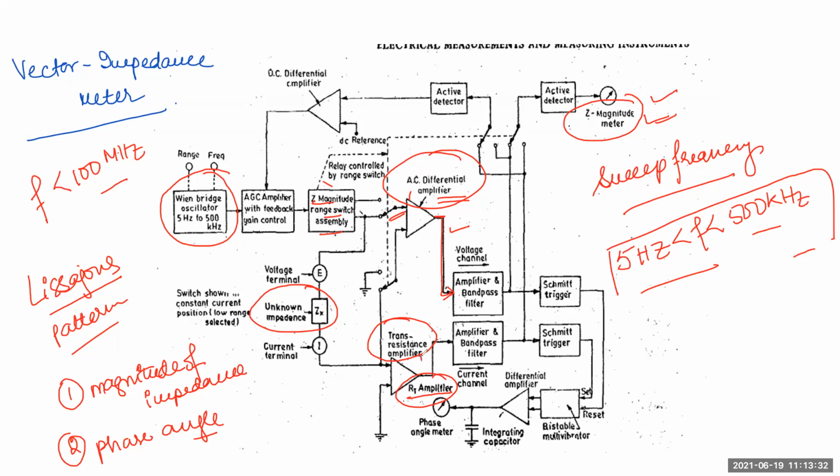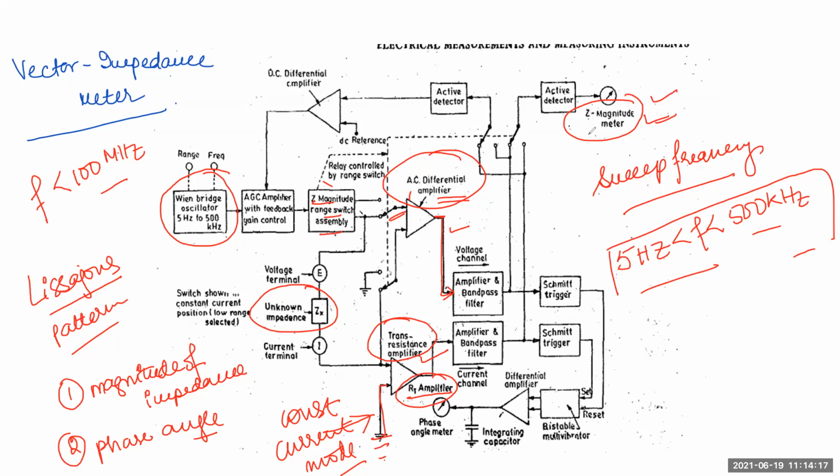In the transresistance amplifier, one of the inputs is grounded. Which one is grounded? This one is connected to constant current mode. It is grounded when we are talking about constant voltage mode. The other input of the differential amplifier is connected to the voltage terminal, which is also connected to the unknown impedance, and the voltage terminal will give the result depending upon what Z magnitude switch ranges we are using.